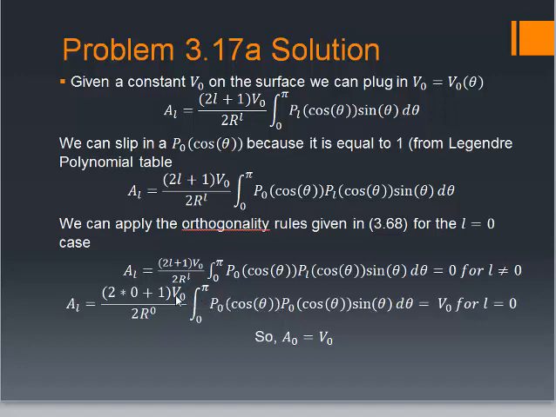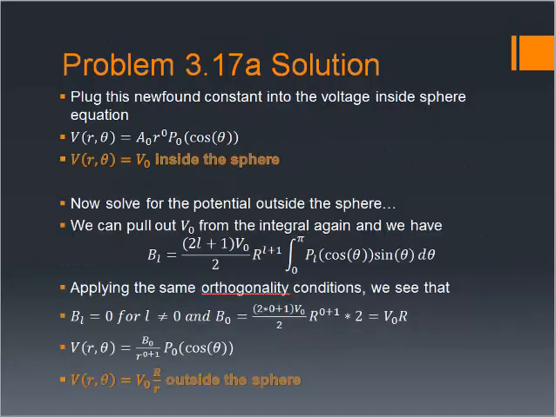So doing some simple algebra, we have 2 times v sub naught over 2 r to the 0, which just simplifies out to v naught. So we have that a naught equals v naught. And now that we've solved for a sub 0, we can plug it back into our original voltage equation, and both of these terms evaluate to 1. So we're left with the voltage is equal to a sub 0, which we previously found to be v naught. So at any point inside the sphere, we have a constant voltage of v naught.